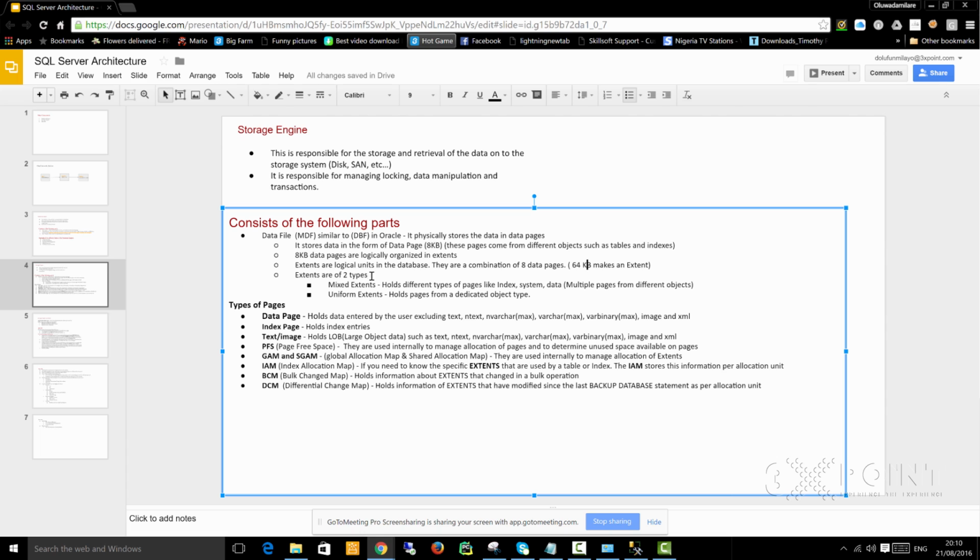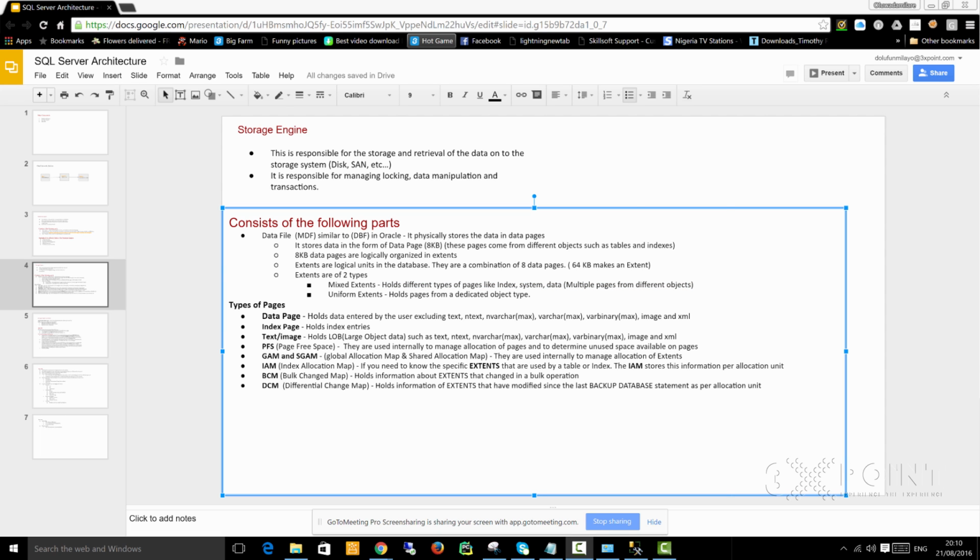So extents are of two types. We have the mixed extent and we have the uniform extent. So what do we mean by the mixed extent? These hold different types of pages, like index, system, data, multiple data pages from different objects. Let me use the marker to also explain this one. I'm going to change the color this time.